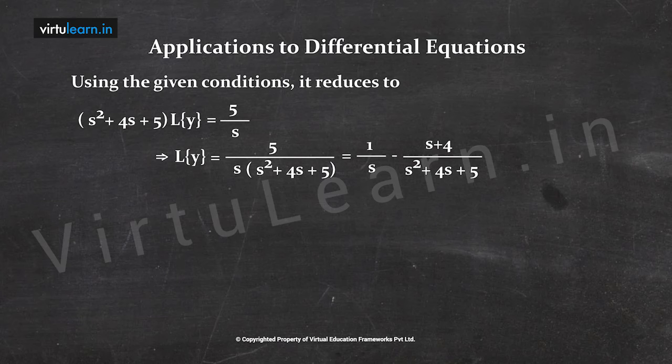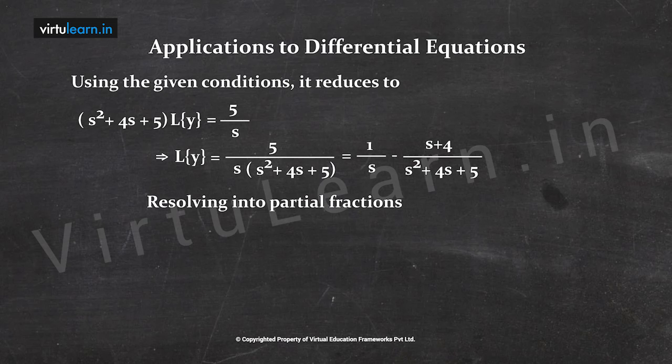Then what I am doing here, just resolving into partial fractions. Otherwise you can apply the convolution theorem also. Then by the general method only we are solving here. 1 by s minus s plus 4 by s square plus 4s plus 5. By resolving into partial fractions, this is a very easy problem. Directly I am taking here. If you want, you can check in rough also.